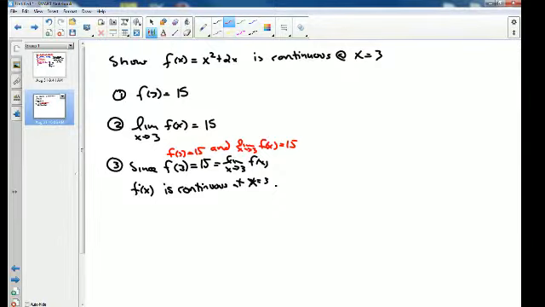In all honesty, you could probably say, therefore f is continuous at x equals 3. But we want to be specific in structure because, honestly, we put this in here because AP kind of waffles on it.